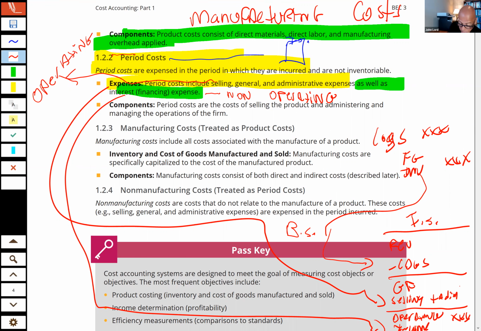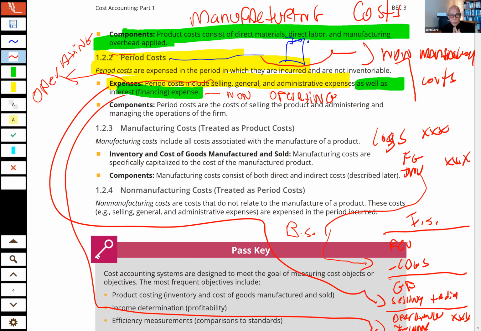These period costs are non-manufacturing costs also. So I'm going to also write another thing over here, non-manufacturing costs. Okay, so I think that this stuff is not that hard once you start to get comfortable with the different terms that are used to describe the same thing.